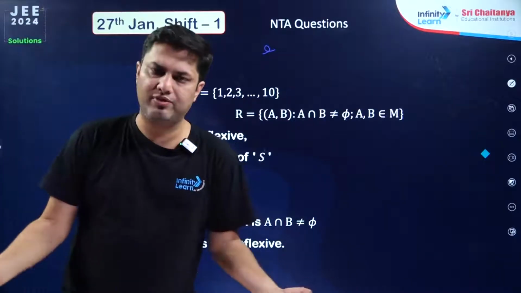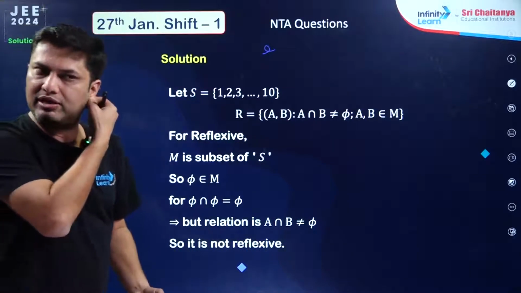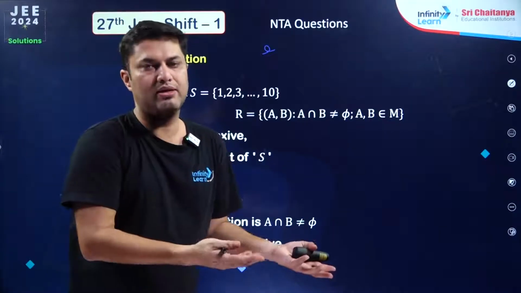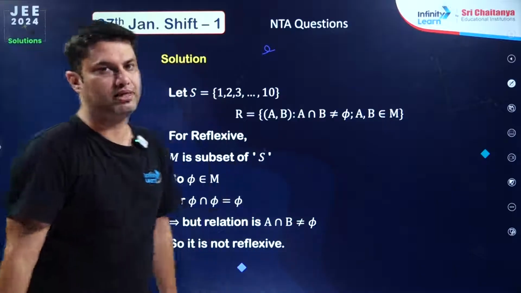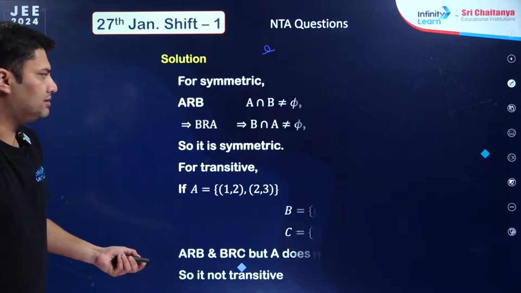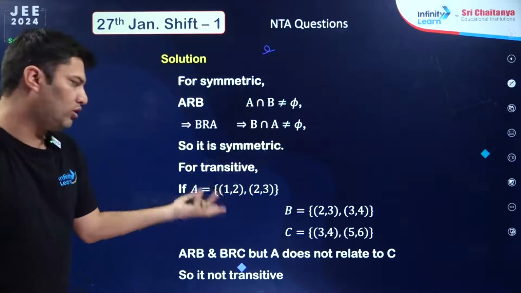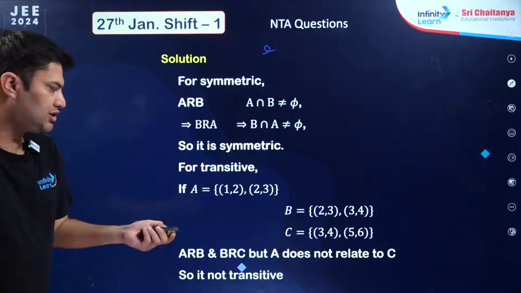That's not reflexive. The intersection of A and A is not always non-phi. It's not necessary, because if A is empty, then the intersection of A and A will also be the empty set. Symmetric is the right answer, because A intersection B is commutative. Transitive also doesn't mean it's always transitive.